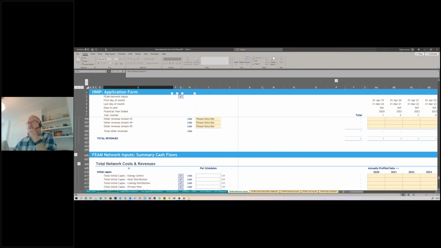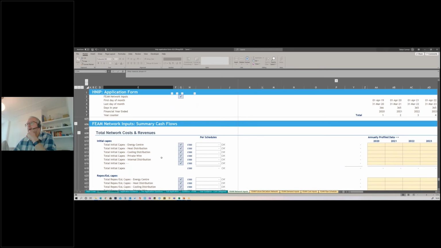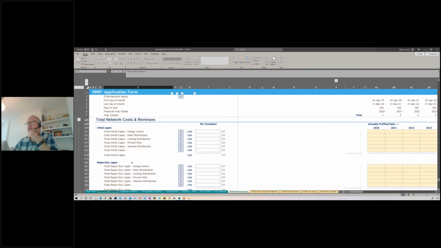So that's the revenue side of it, and then here we have costs, and we ask you to split costs between initial capex and repex, and between the energy centre and the heat distribution. The reason we ask for the split between the energy centre and the heat distribution is in order to do the state aid calculation, which makes that distinction. It has 2 limbs to calculating the allowable aid.